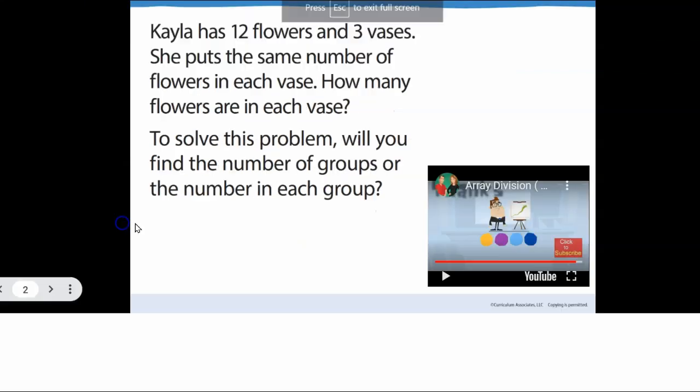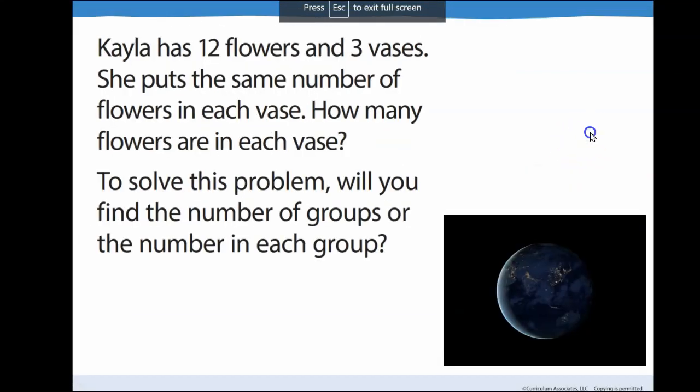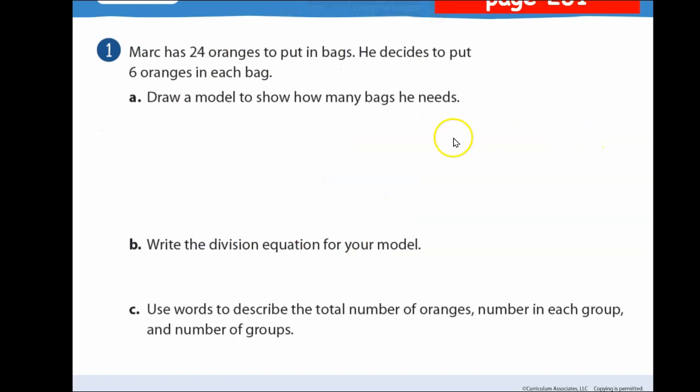Perfect. All right, let's continue. So here it says Mark has 24 oranges to put in bags. He decides to put 6 oranges in each bag. Okay, draw a model. All right, well, I could draw equal groups, right? Okay, or I could do an array.